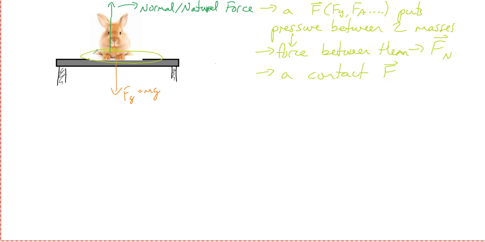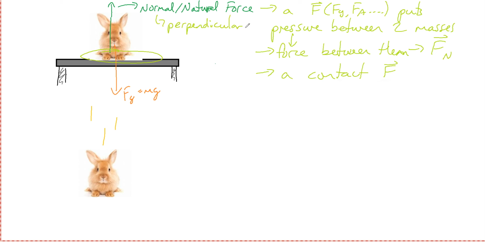So if you have an object by itself, there's no normal force. For example, here's my bunny, and the bunny is not sitting on anything, but maybe the bunny is falling through the air. There is no normal force because it's not in contact with any other surfaces. You have to have two masses or two objects in contact with each other in order for that normal force to exist.